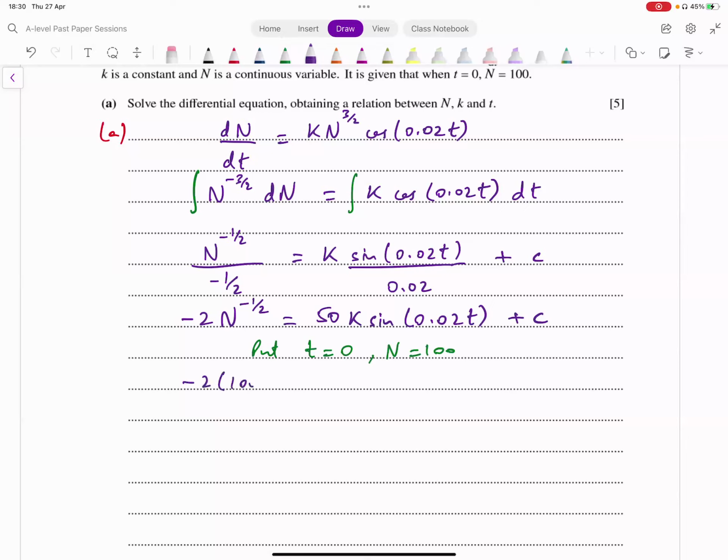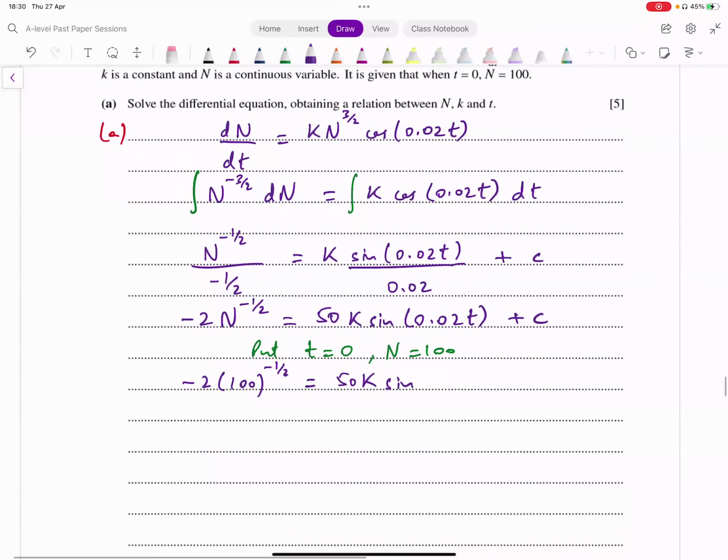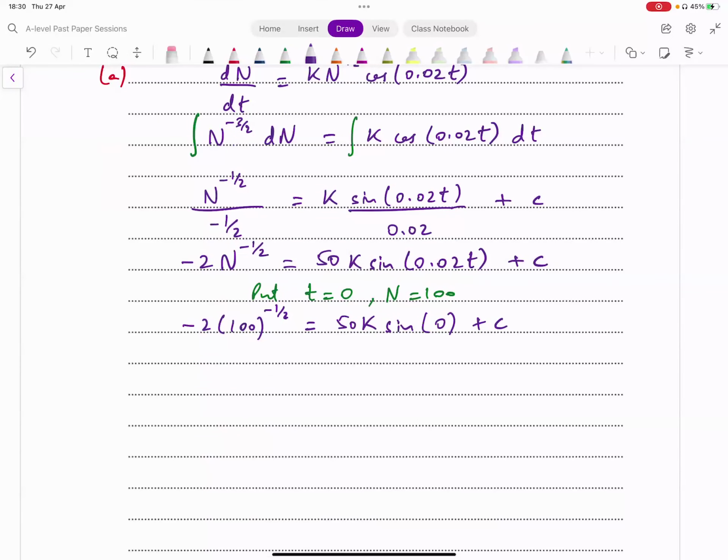-2 into 100 raised to power -1/2 equals 50k into sine of 0.02 into 0. That's just going to be 0 plus c. -2 into 100 raised to power -1/2 इस पूरे को आप कैलकुलेटर में डाल दें. वैसे ये होगा -2/10, I think. Yeah, we have to just not take the risk and put this whole thing on the calculator. That's giving me -1/5. Okay, so we have -1/5 on the right.